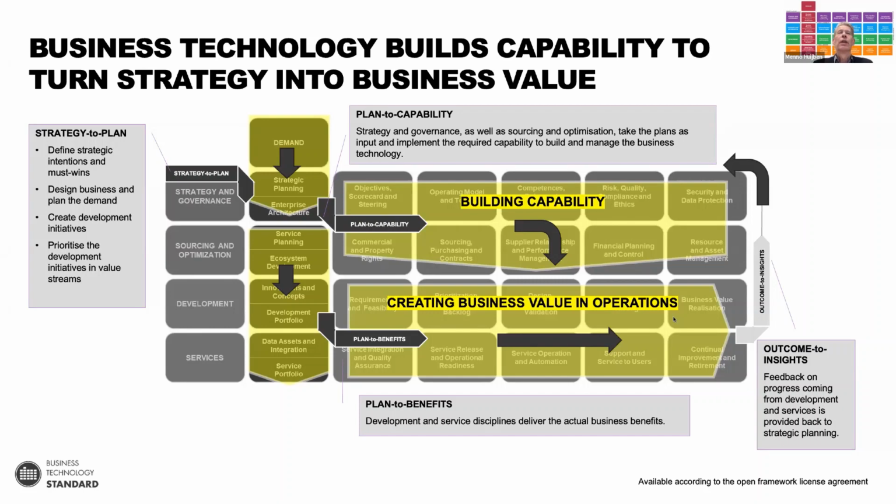And here we also re-emphasize that there are those flows in there. We have the strategy to plan flow in the model. So really to capture the defined strategic intents and must-wins, and those go via the demand to two separate flows: the plan to capability, really building the capabilities in the organization to execute on the strategy, and the plan to benefits, which is then the actual development activities and service activities that deliver the benefits. And then, of course, with the feedback loop back to gain the insights on the outcome and make sure that the value is delivered.